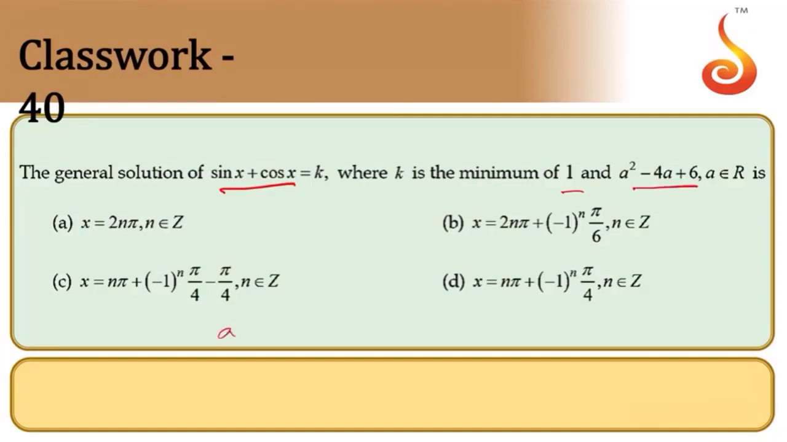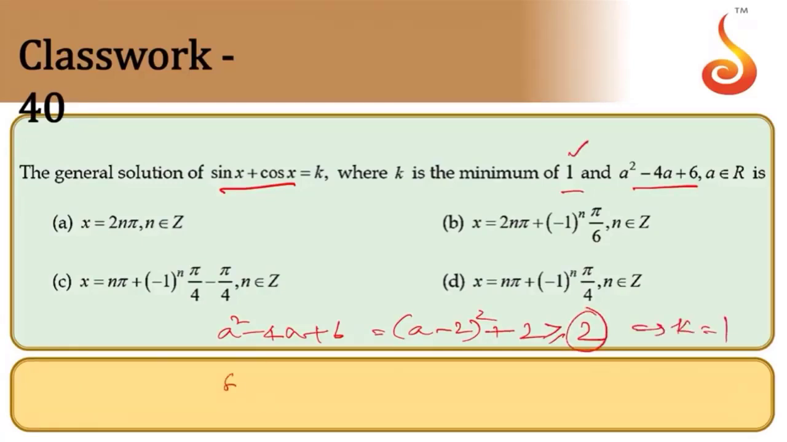where k is the minimum of this number and this number. But when I take a square minus 4a plus 6, that is equal to a minus 2 whole square plus 2, the minimum value is equal to 2. But 2 is a number which is greater than 1. So definitely the k value has to be equal to 1.